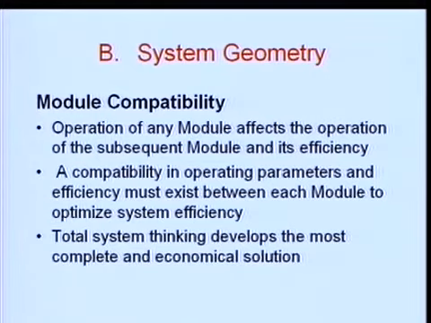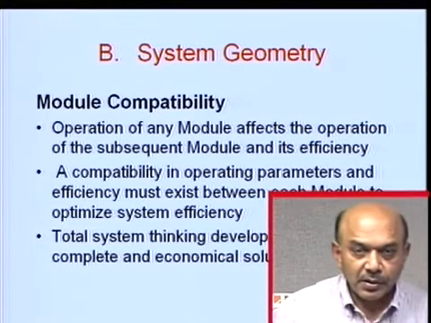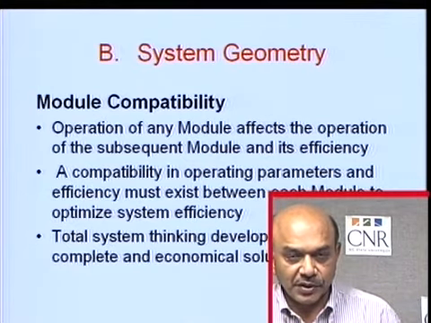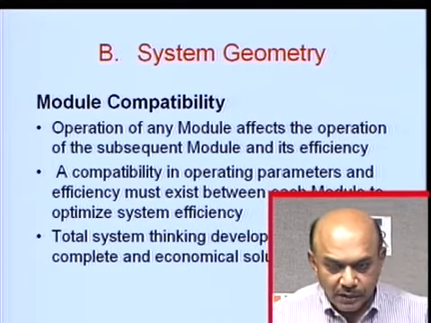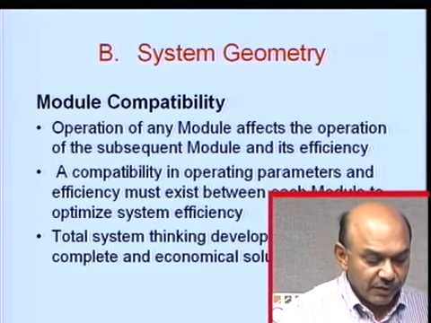Okay, module compatibility. As the name says, the operation of any module affects the operation of the subsequent module and its efficiency. What does that mean? Now if you have a pulping module and a screening module following it, depending on what contamination you remove in the pulping, it will affect the efficiency of the screening module, which comes after that. So the efficiency of a subsequent module is definitely affected by the one before.